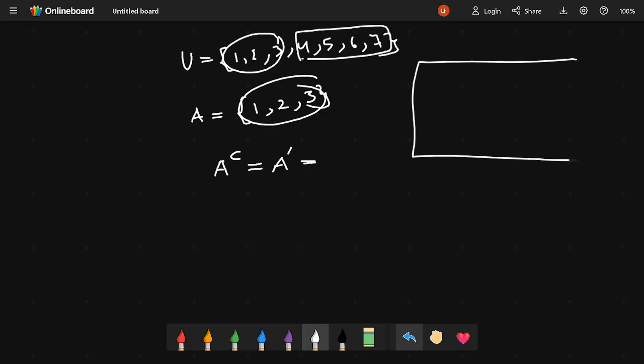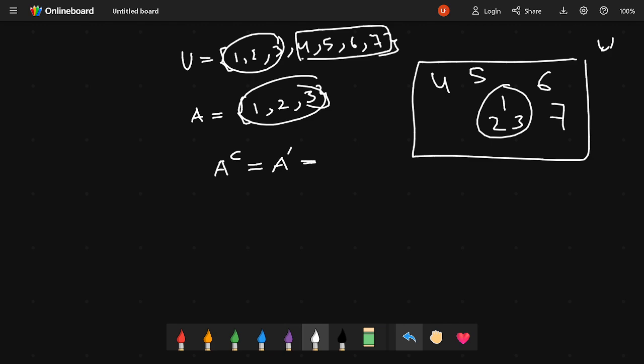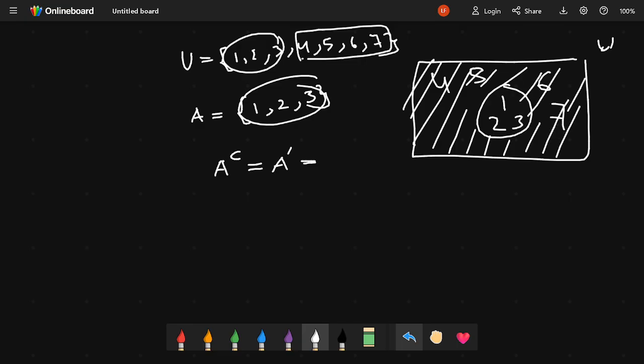You can even draw it visually to understand. So what's inside of A? A contains 1, 2, and 3. Now outside of A, 4, 5, 6, and 7, which are contained inside of the universal set. So everything outside of A would be a set of 4, 5, 6, and 7.